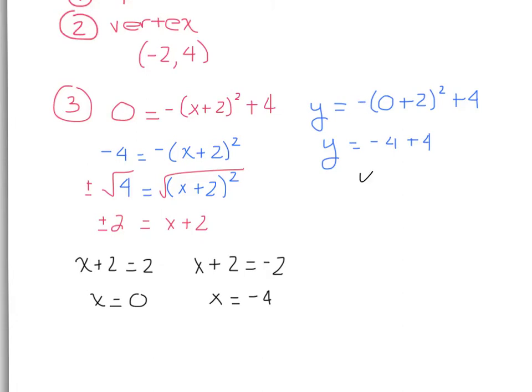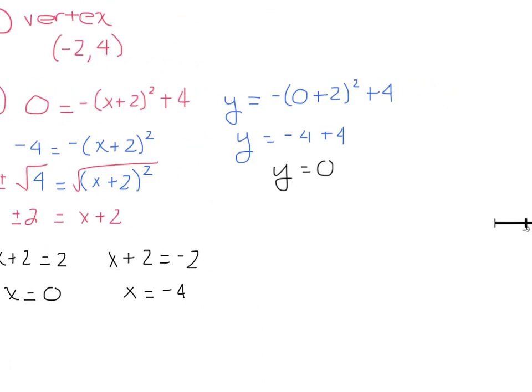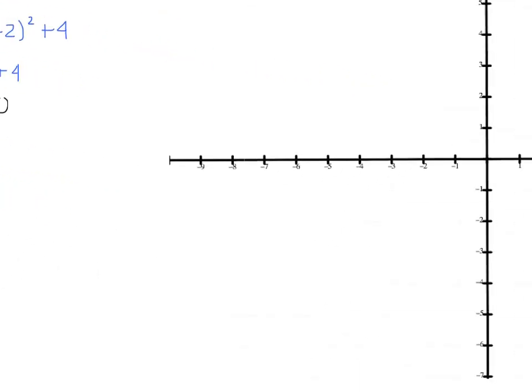So my y-intercept is 0, just like here. So this is probably where this is related to. And the last thing we're going to do is we're going to plot those points. So let's go over to our graph, and we're going to plot 0, negative 4 for x-intercepts. And for our vertex, we said that that was negative 2, positive 4. And then we just connect the dots.